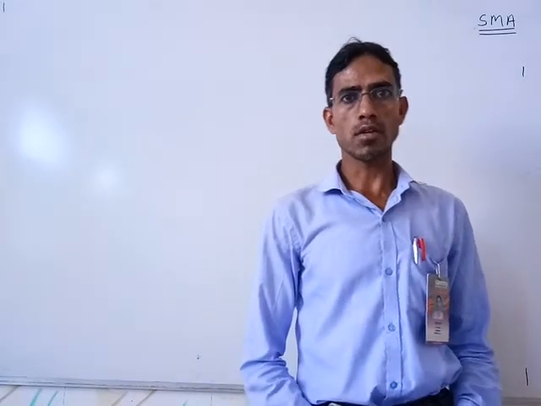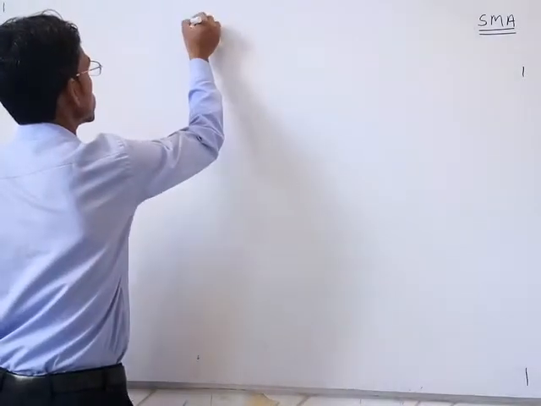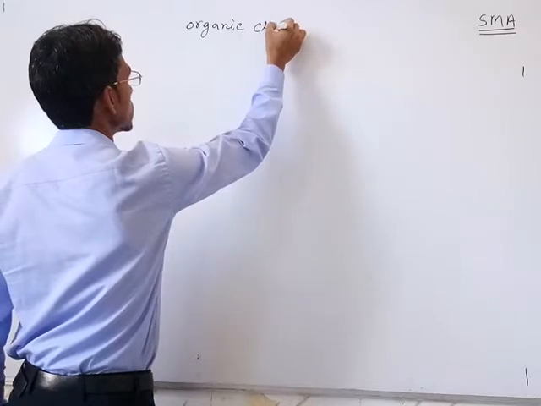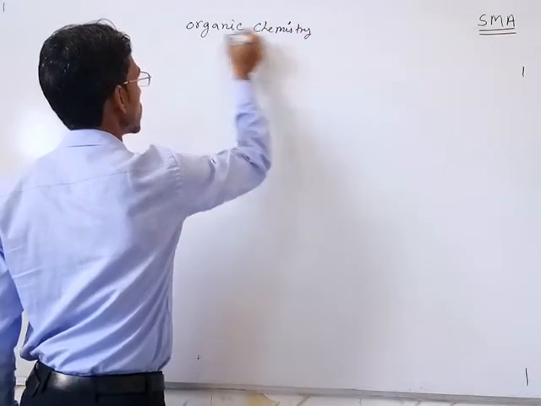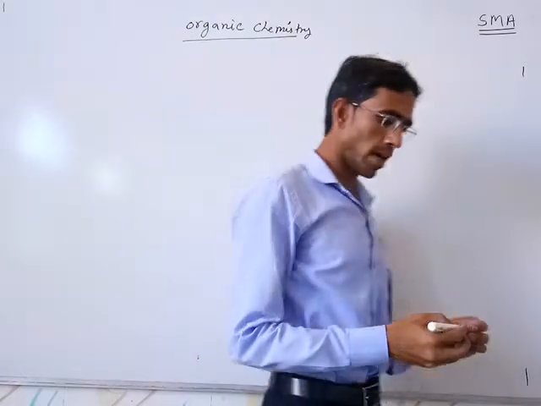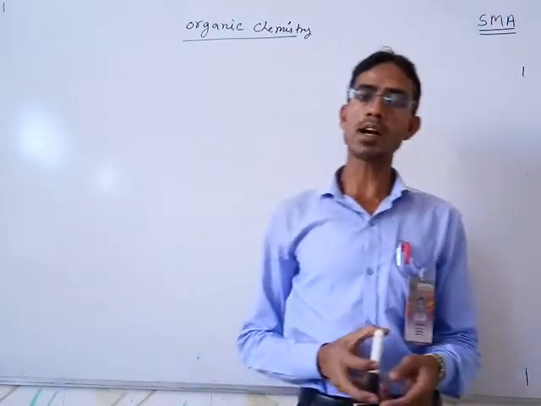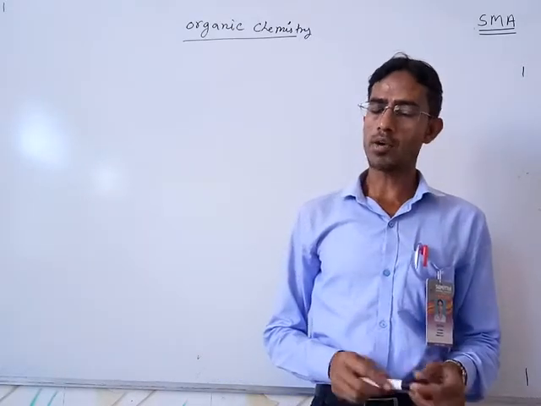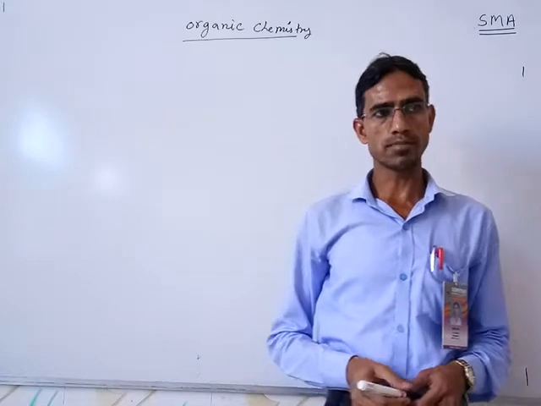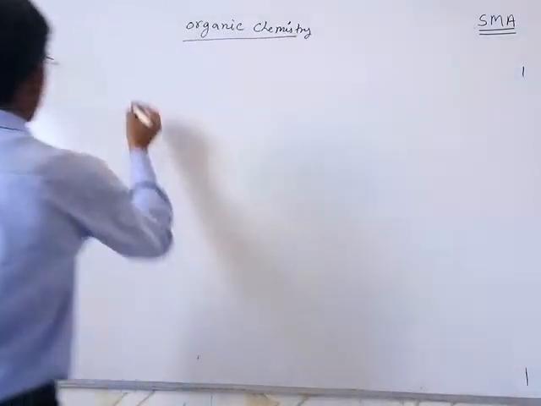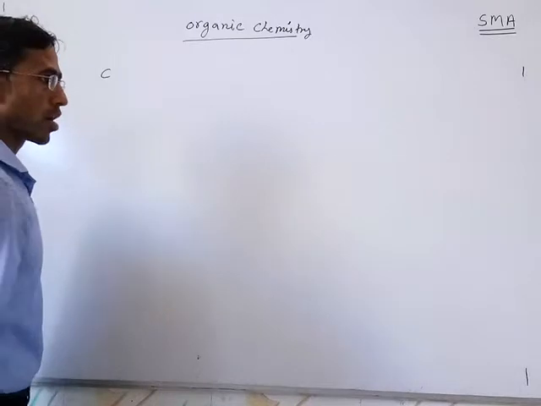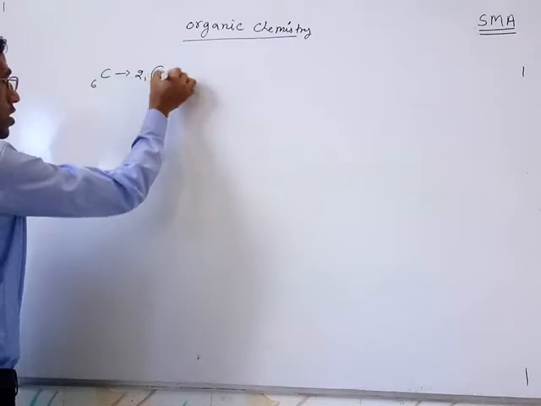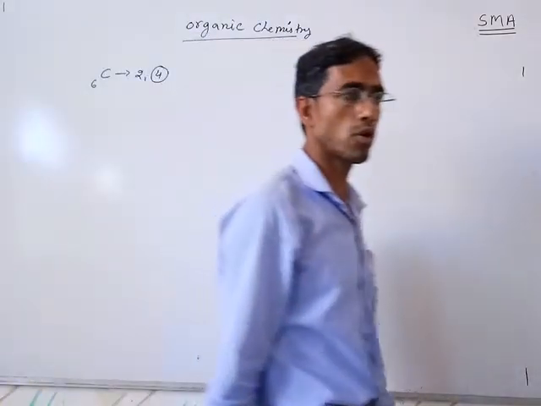Today we are discussing organic chemistry. Organic chemistry is the branch of chemistry that deals with carbon and its derivatives, like hydrocarbons. The symbol of carbon is C and the atomic number of carbon is 6. It contains 4 electrons in its outermost orbit.